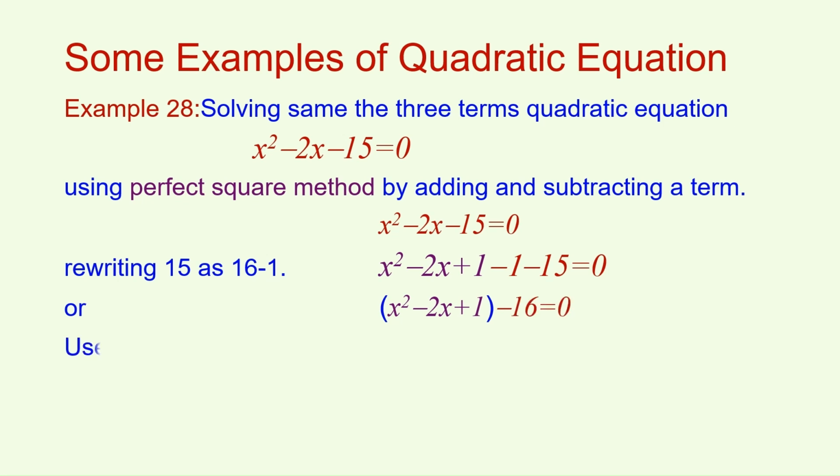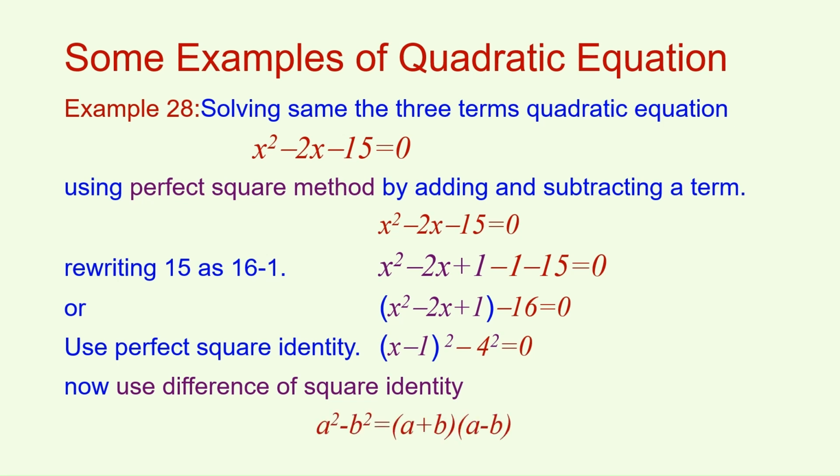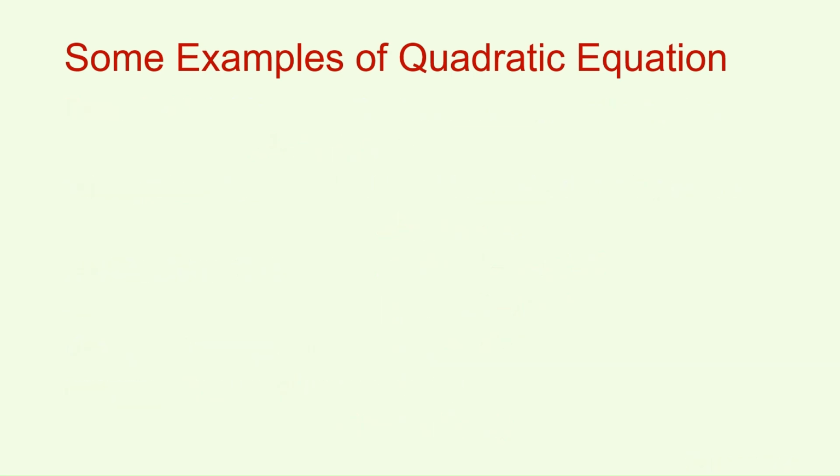Or x squared minus 2x plus 1 minus 1 minus 15 equals 0. Or x squared minus 2x plus 1 minus 16 equals 0. Or (x minus 1) squared minus 4 squared equals 0. Now use the difference of squares identity: a squared minus b squared equals (a plus b) times (a minus b). Watch the steps carefully, and you will get the same result.